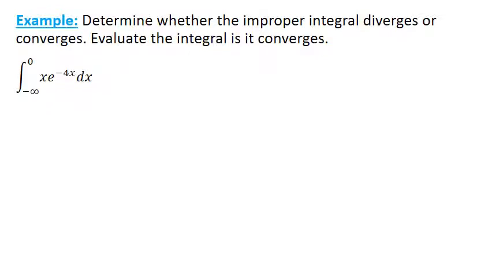Let's look at another example. Here it says determine whether the improper integral diverges or converges. Evaluate the integral if it converges. Okay, so looking at this, now we have a lower limit of negative infinity, so we can see right away that this is an improper integral because one of the limits involves infinity. So in this case, if I want to integrate this, at some point, I'm going to have to apply integration by parts.